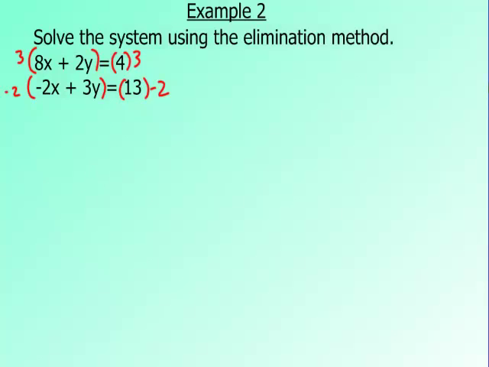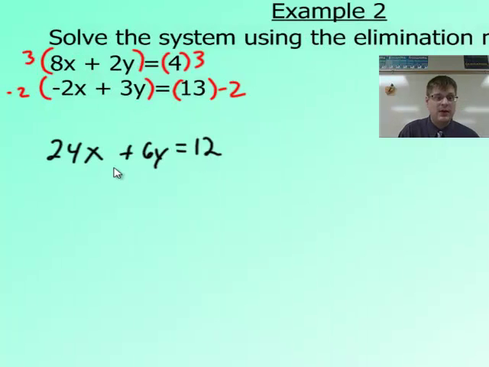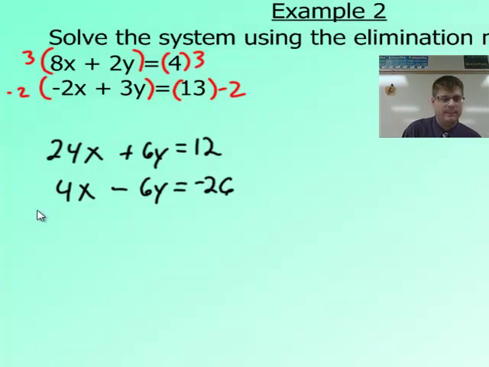All right, now I'm going to have 24x plus 6y is equal to 12 for my first equation after I multiply the 3's out. When I do the negative 2, I'm going to have 4x minus 6y, see there's that opposite sign, equals negative 26. Sweet. Okay. That's the bell!